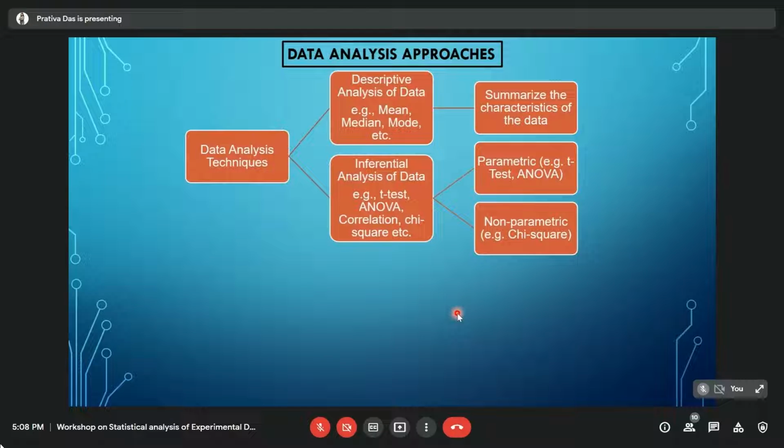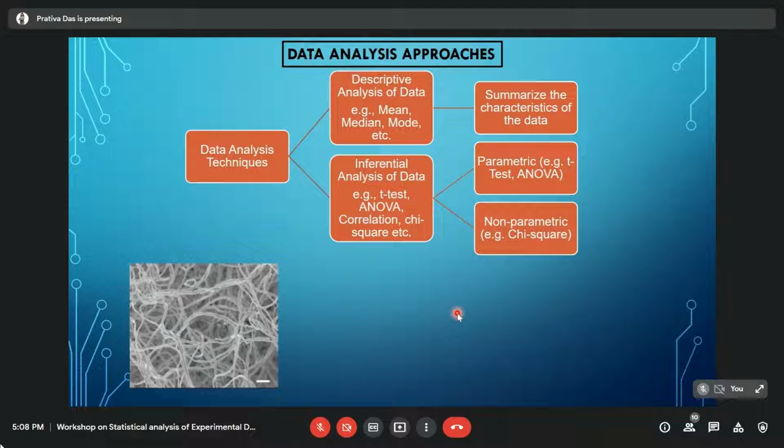Data analysis could be a descriptive analysis or an inferential analysis. The descriptive analysis gives you a summary of the data, like the mean, median, mode, etc. Let's consider that you have a fibrous sample, and you took some images of the sample. Here I am showing you an SEM image, a scanning electron microscopy image, and from there I want to know the pore size and the pore size distribution of this fibrous sample. I could have so many images, and from there I can calculate so many data points.